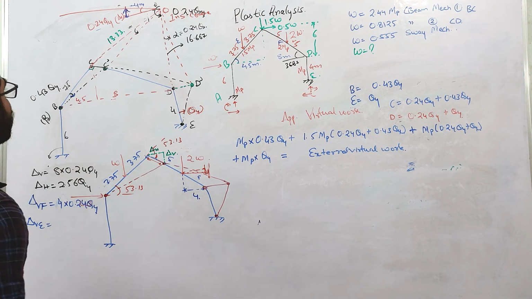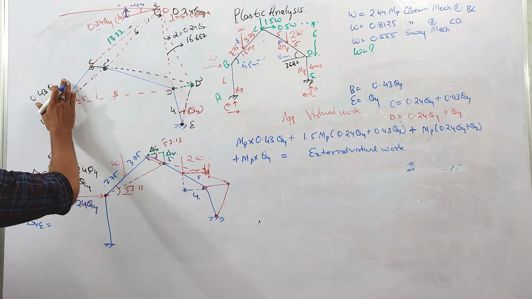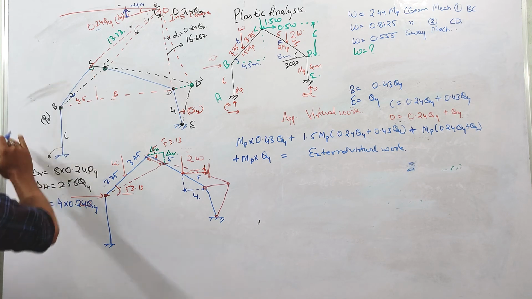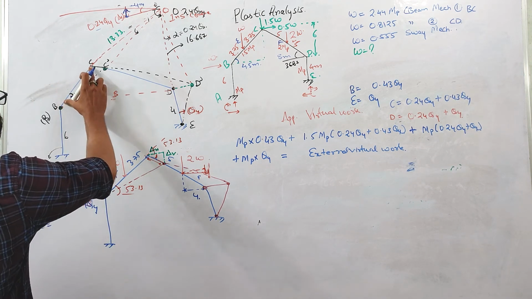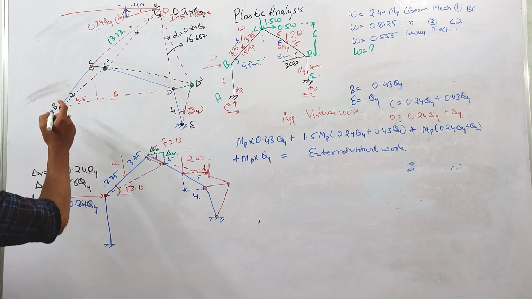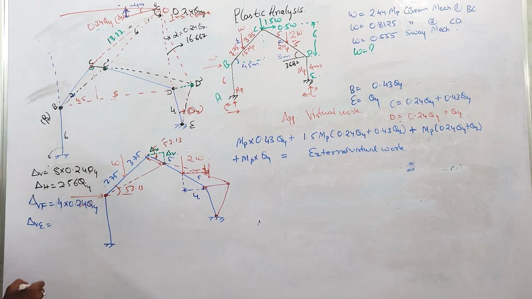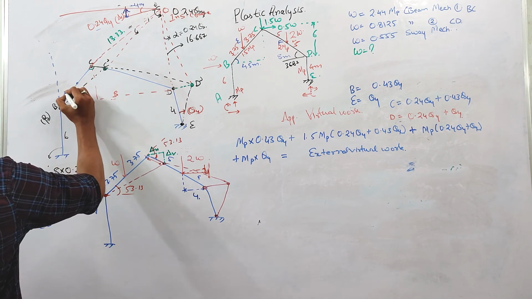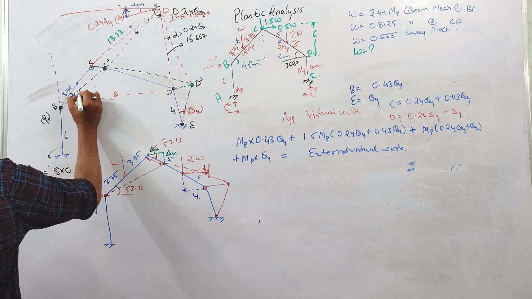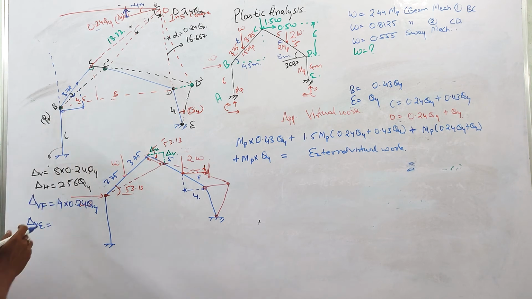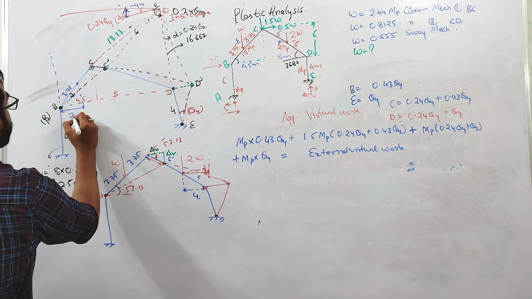Right. So now you can see that this member is rotating about this joint. So what we'll do, we'll extend this line, and again the load is acting at this point. This is 3.75. We'll take the projection. Projection is what? 3.75 into cos 53.13. So this value is 2.25.